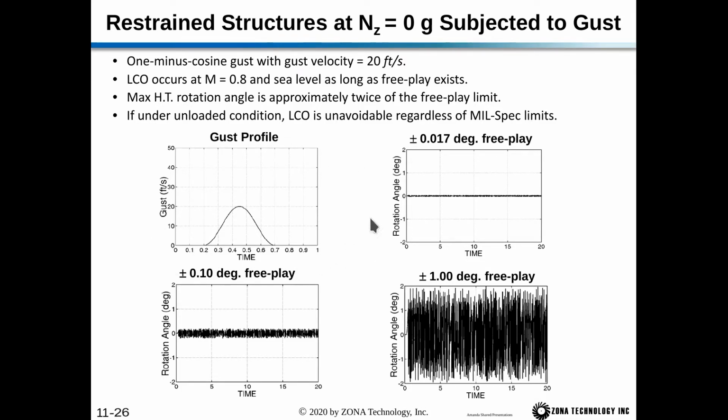The LCO occurs at Mach 0.8 and sea level as long as the Freeplay exists. The maximum horizontal tail rotation angle is approximately twice that of the Freeplay limit, and if under the unloaded condition, the LCO is unavoidable, regardless of the mil-spec limits. So if we start out at plus or minus 1 degree Freeplay, you can see the rotation angle is between plus or minus 2 degrees.